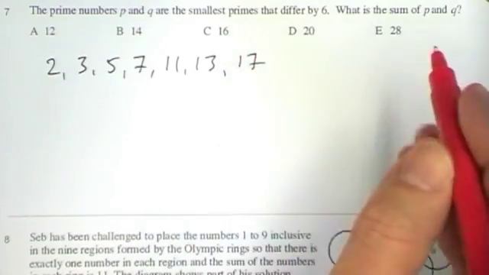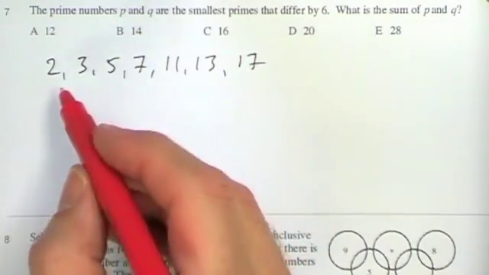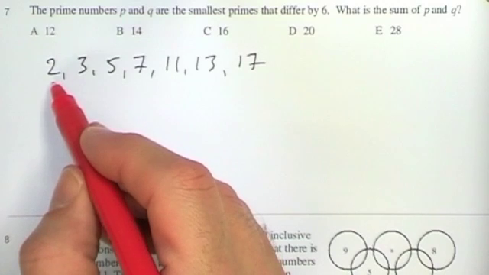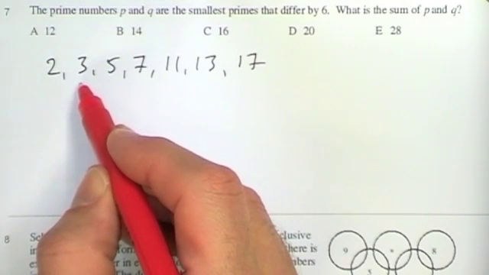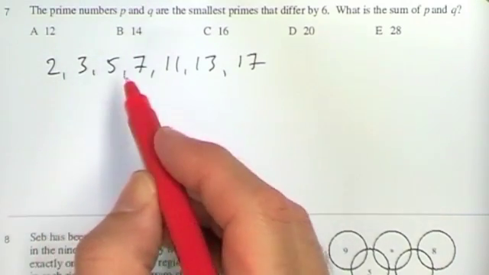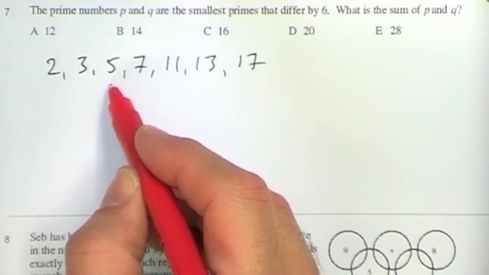So I could keep on going. It says differ by 6. Let's have a look at the difference. If it's 2, then my next number would be 8, so that's not one of them. If it's 3, 6 more is 9, so that's not a prime. 5 and 6 more is 11, that's the one.